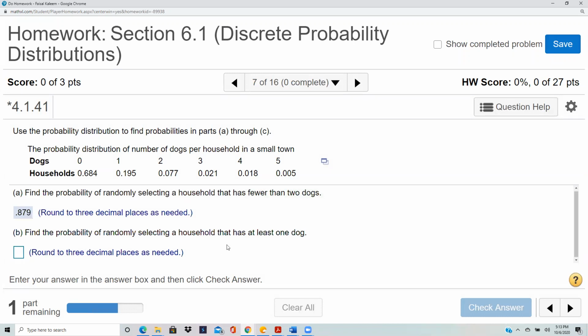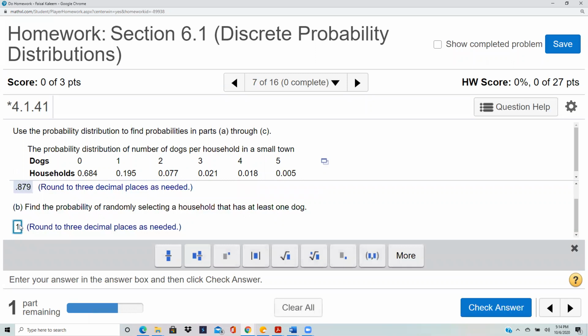Find the probability that there is at least 1 dog. So remember, at least 1 is the complement of none. In this case, you can actually do at least 1 directly also. At least 1 means 1 or 2 or 3 or 4 or 5, so you add all these 5 up. But the shorter way to do it is to realize that at least 1 is the complement of none. None means 0. So you take the complement of 0.684, which is 1 minus 0.684, and that would give you 0.316.